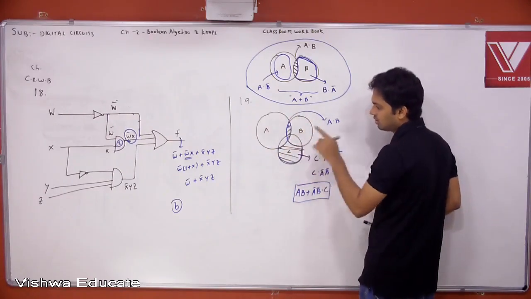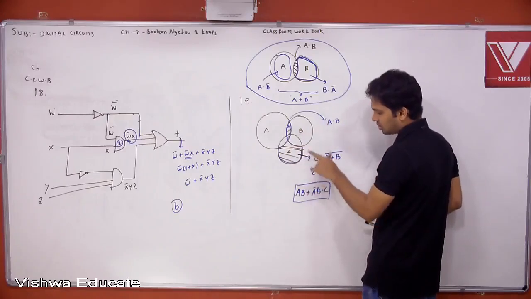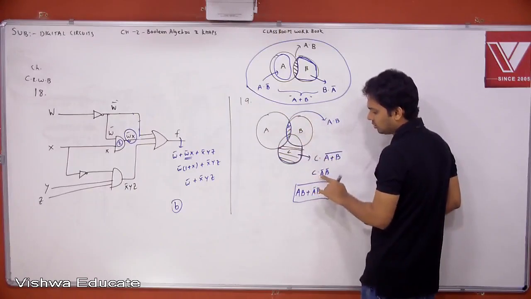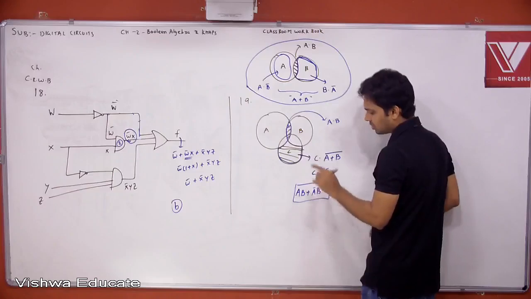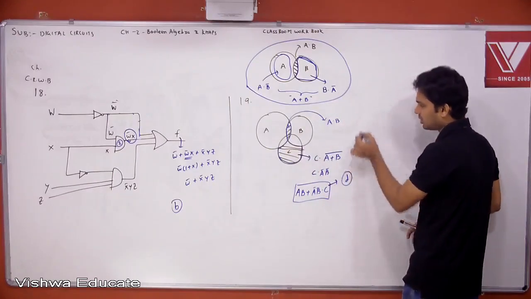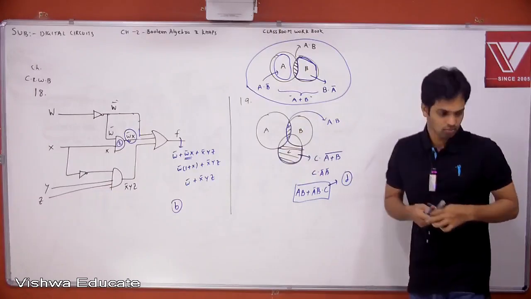That's why this is in C only but not in A or B. So C into (A plus B) whole bar. This can be written as C into A bar B bar. So AB plus A bar B bar C, which is option D. Take it.